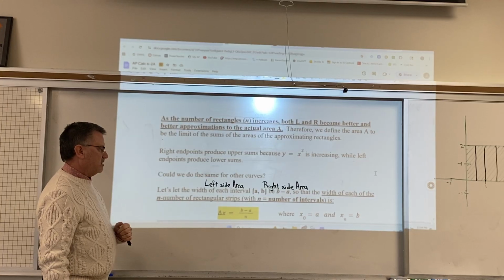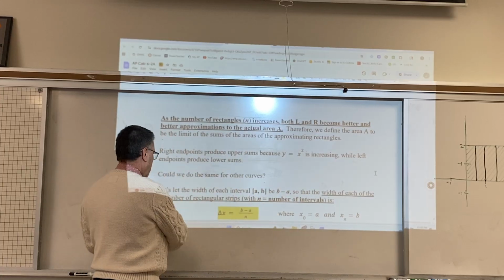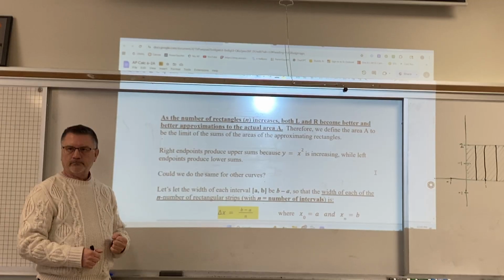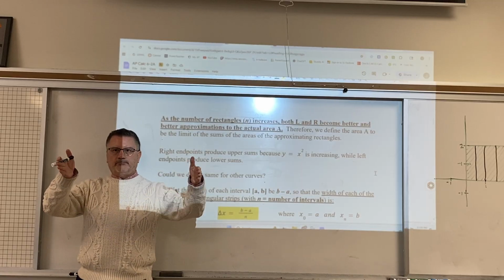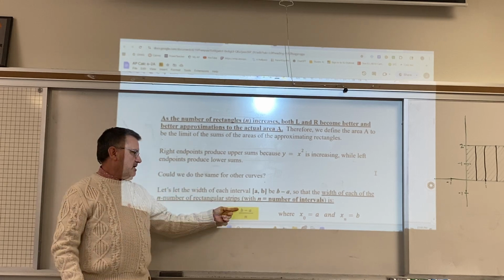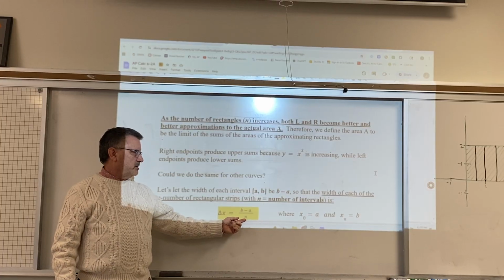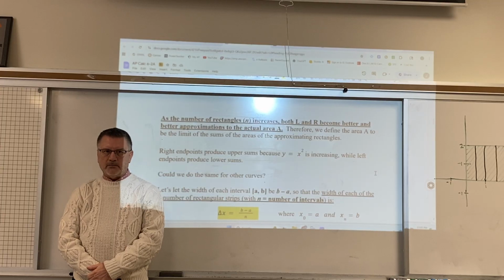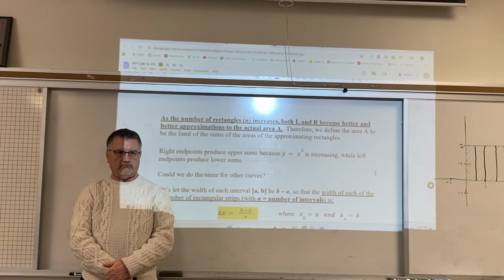Can we do the same for other curves? Absolutely. Okay? So, we just want to make sure the width of all of our rectangular strips are the same. And that's pretty easy to do. Let's say you want to find the area under the curve on the interval between A and B. Then take that width, B minus A, how wide the whole interval is, and divide it by the number of rectangles you want to do. N is the number of intervals or rectangles. Okay? And then make each one that size. Make them the same size.